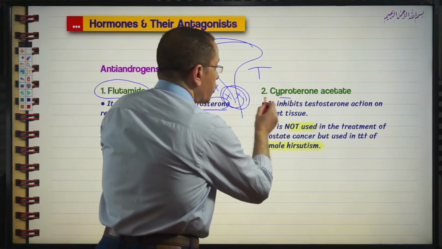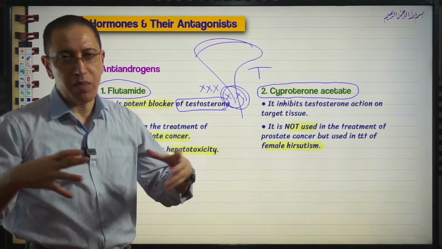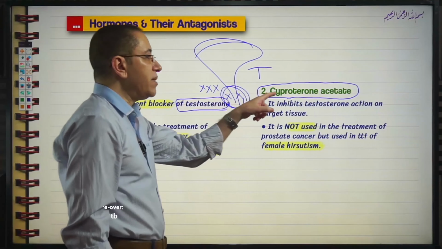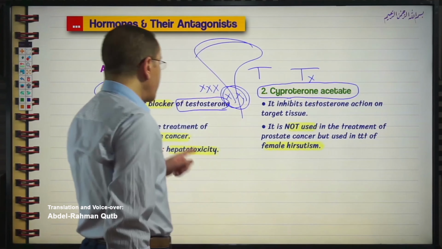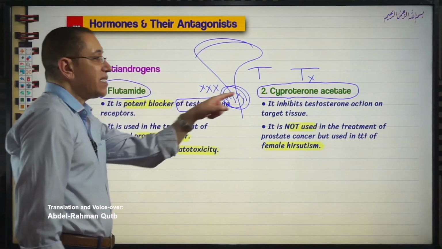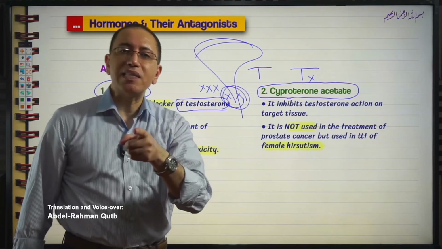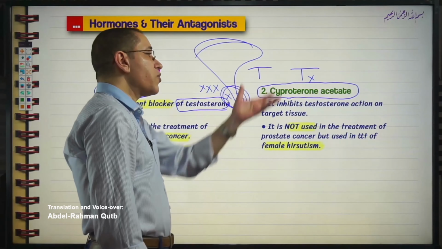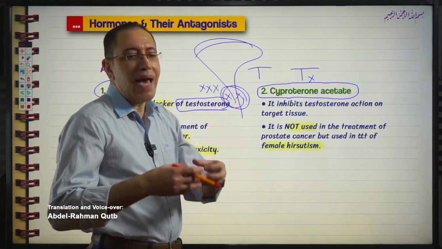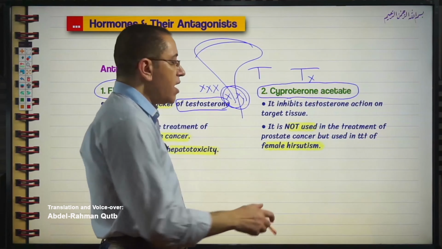There is yet another drug you will hear about in many parts of pharmacology. This drug is called cyproterone acetate. It's also a testosterone blocker. However, it's far less potent than flutamide. This cyproterone acetate also blocks testosterone receptors, but it can't be used in cancer. It's very weak. Indeed, it blocks the testosterone receptor, but due to its weak effect, all I can use this drug for is something like hirsutism.